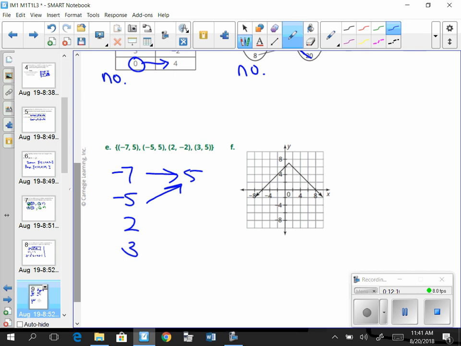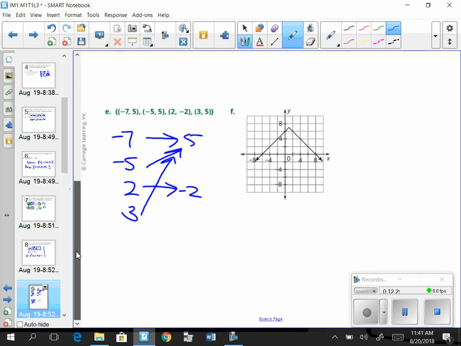I don't care if the two inputs go to the same output. That's totally allowed. 2 goes to -2, and 3 goes to 5. I don't care if everyone in the room points at 5. That's still a function because every input has one output. So that's a yes.